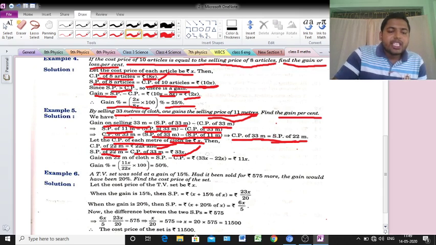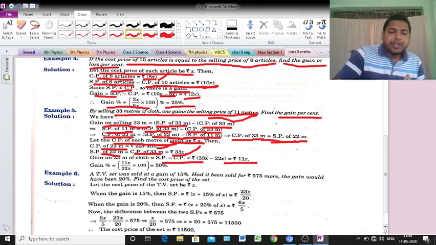Okay, so SP greater means what? Profit will come. Profit will come means what? We can find out. See, SP minus CP from the formula. So 33X minus 22X, we are getting what? Rupees 11X. Clear? That is the profit.